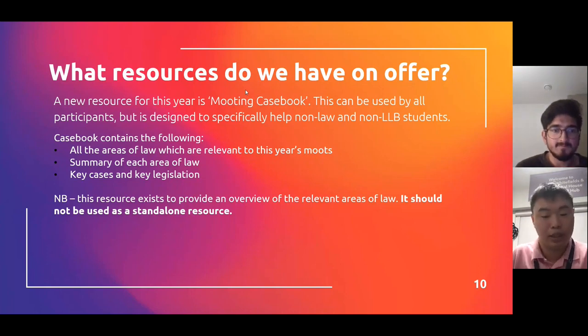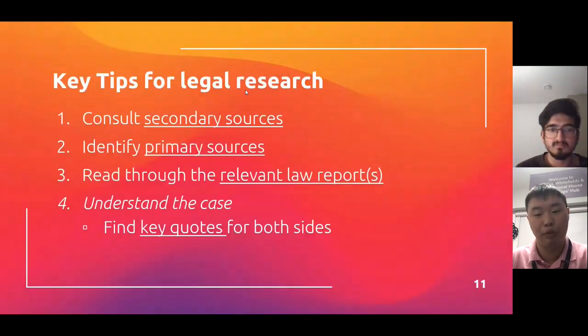The mooting casebook contains pretty much a cheat sheet of all the areas that are relevant to this year's moot, and it summarizes every area of law that you should know about. So even if you don't do law, or if you're, let's say, on a foundation year, we have truly got something for you. It's an overview of the relevant areas of law and should not be used in and of itself as a standalone resource. You should still refer to the databases.